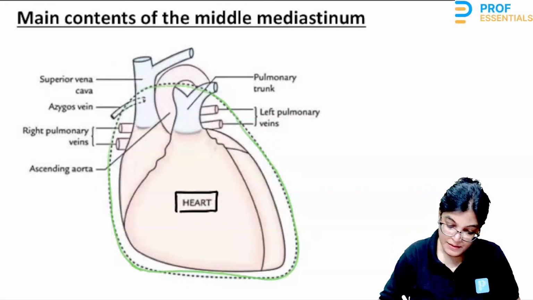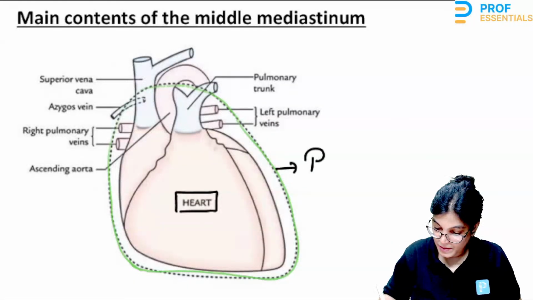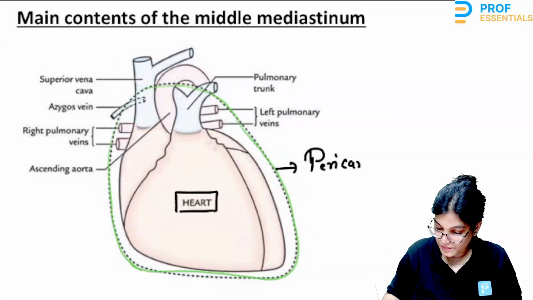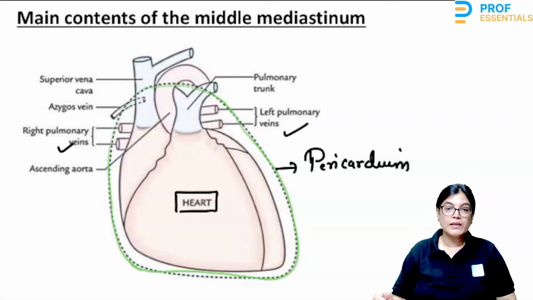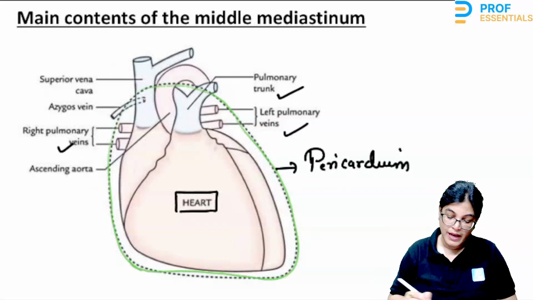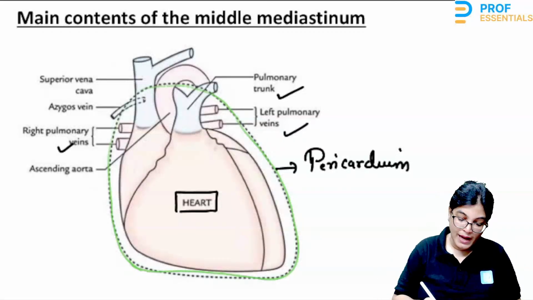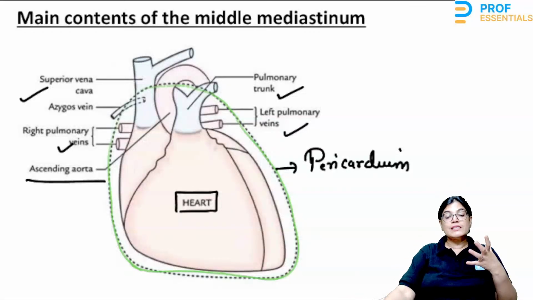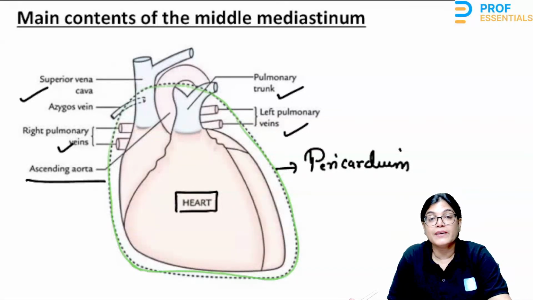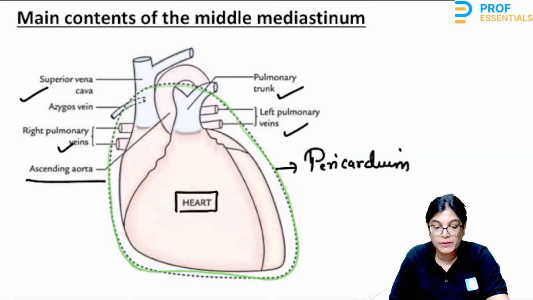Pericardial sac. We will have this pericardium. We will have the pulmonary veins, the four pulmonary veins. We will have the pulmonary trunk and pulmonary arteries. We will have the lower part of superior vena cava, ascending aorta. So actually, the heart with its great vessels are the important contents of middle mediastinum.